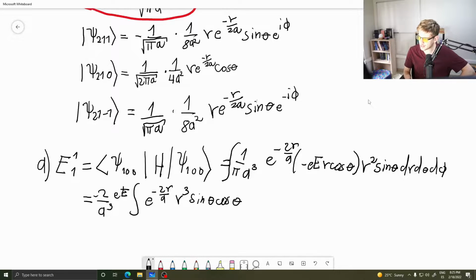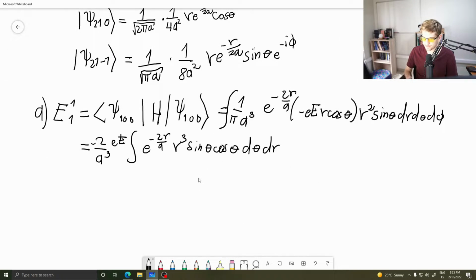I'm just doing a naive approach to this problem. Now, which integral should we do next? Well, I mentioned r is what we want to do last. So let's go for the theta integral. Let's take a look at that.